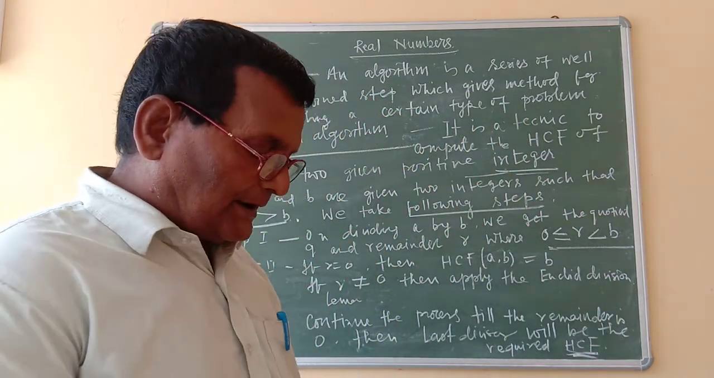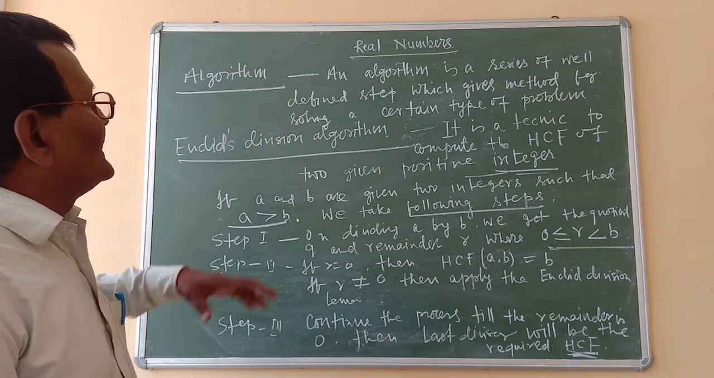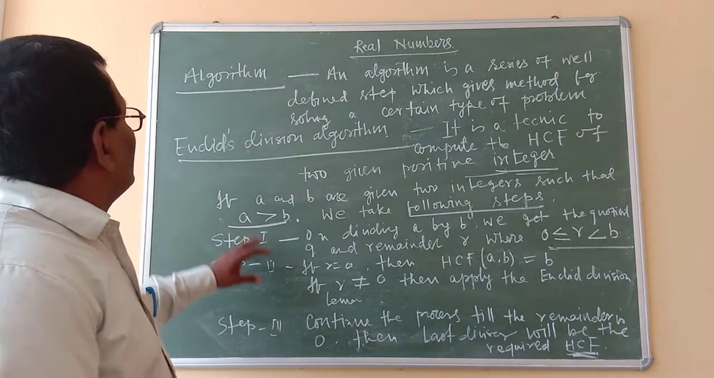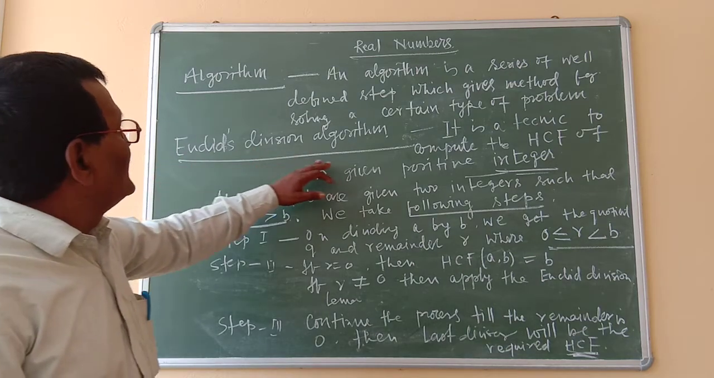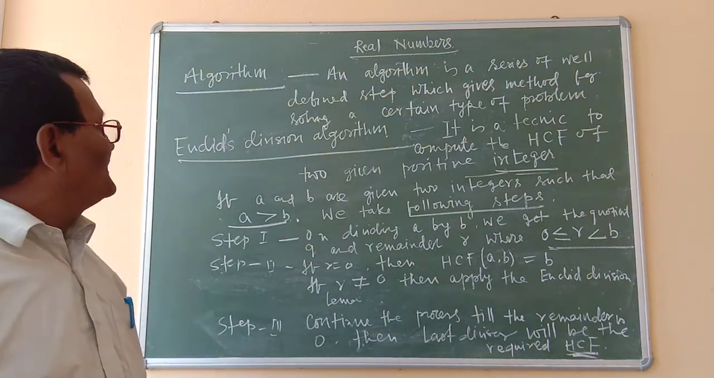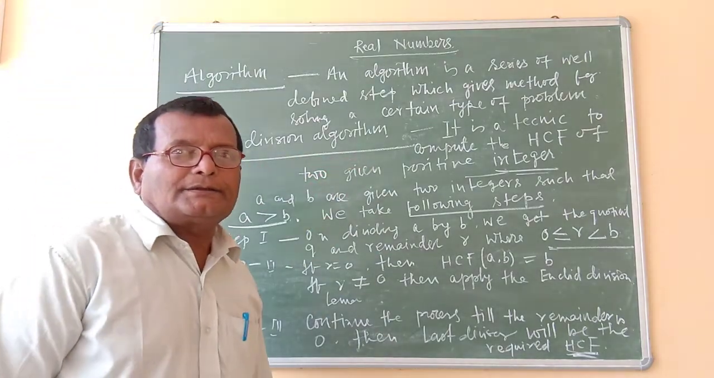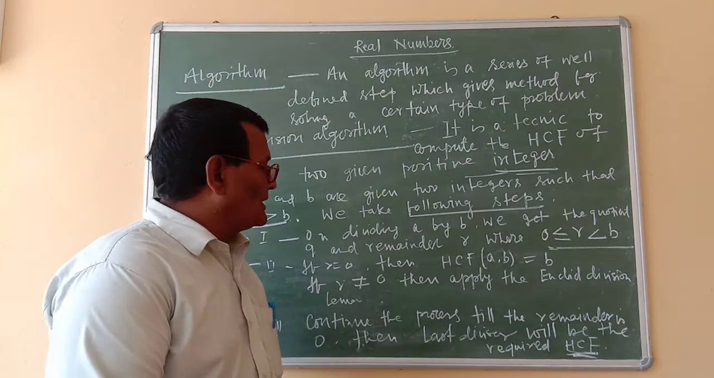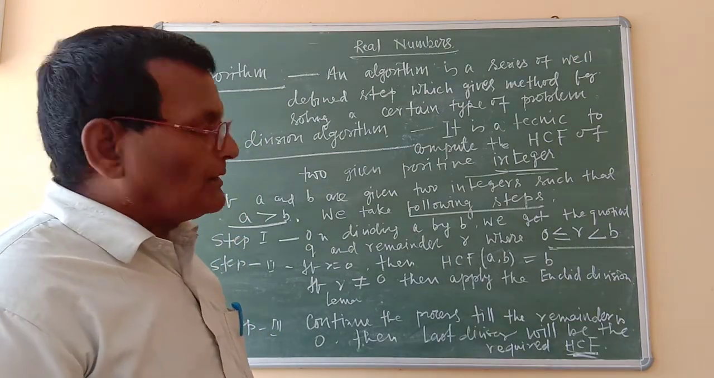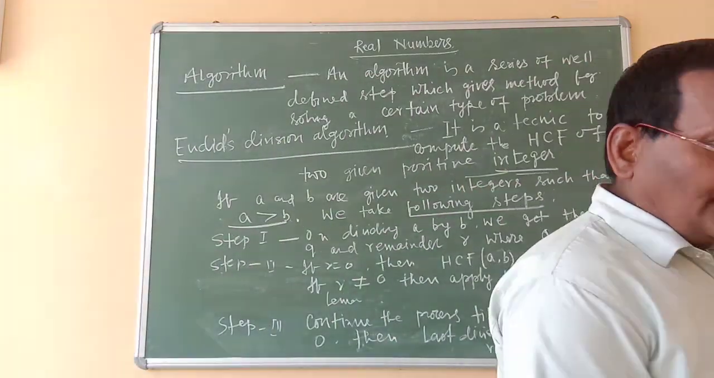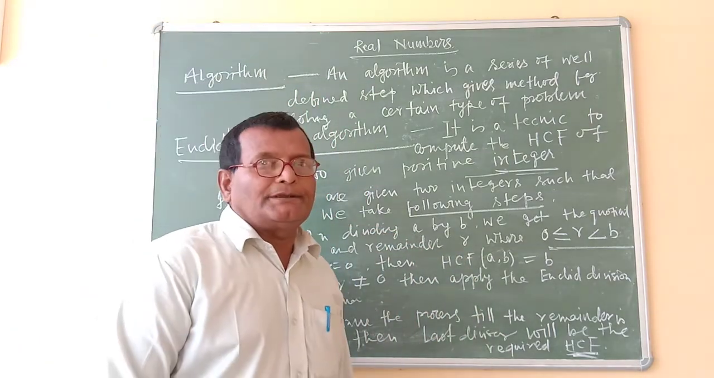So in this class I told you about real numbers, algorithm, Euclid division lemma, and Euclid's division algorithm. In the next class I shall teach you how we can find the HCF of two given numbers by using Euclid division lemma.